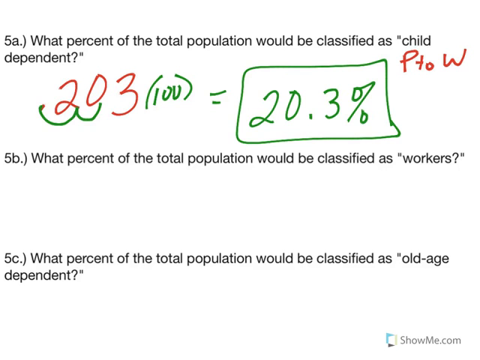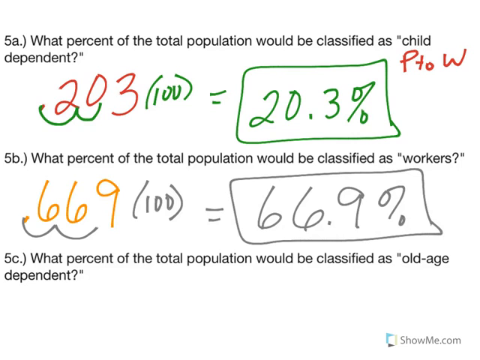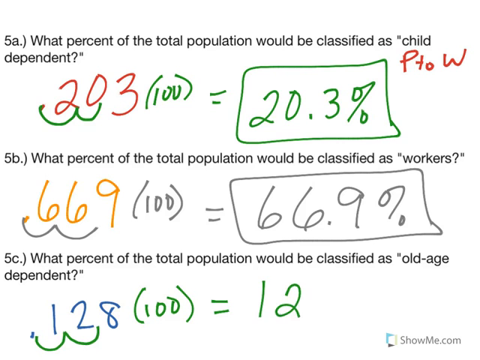They are children. In 5B, what about workers? Well, our workers were 0.669. So I multiply by 100, right, which is the same as moving 2 decimal places, and I'm at 66.9%. In my oldies but goodies, we're at 0.128. If I multiply that by 100, which is the same as moving 2 decimal places to the right, I'm at 12.8%.